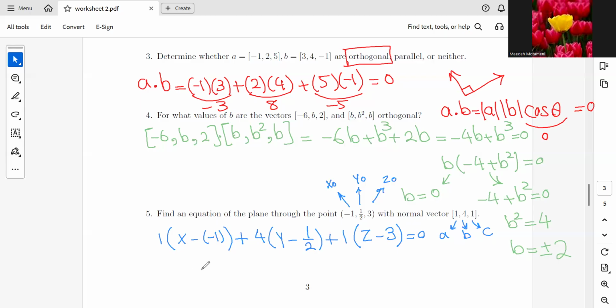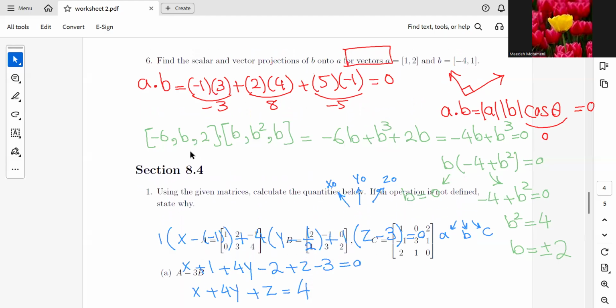So we can simplify this to x plus 1 plus 4 times y minus 2 plus z minus 3 equals 0. And it will be x plus 4y plus z equals the constants that you see here. 1 minus 2 is -1, and minus 3 would be -4. So we can bring it to the other side, and this is the equation of the plane.